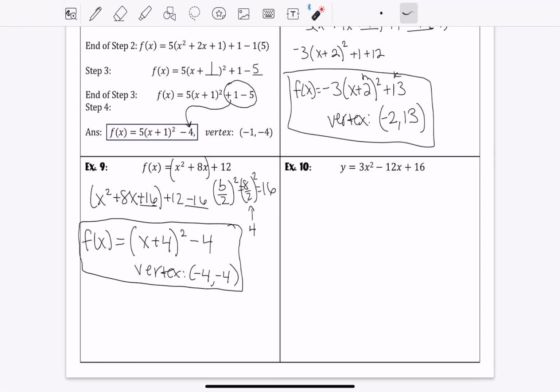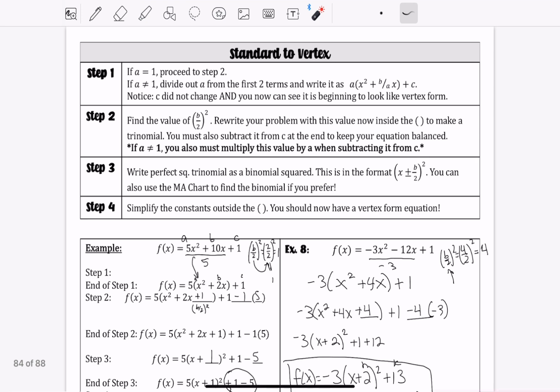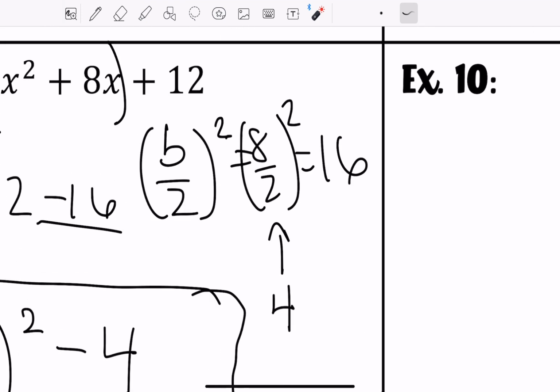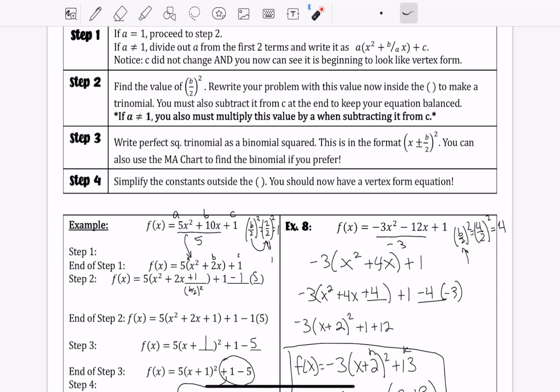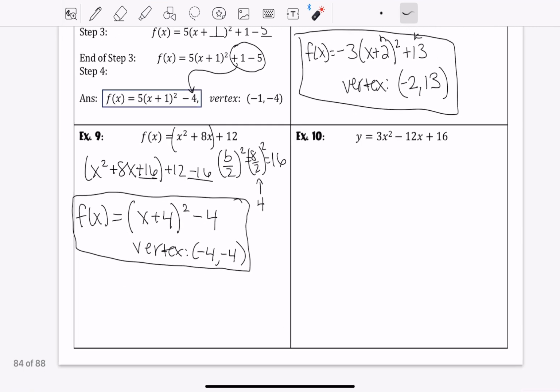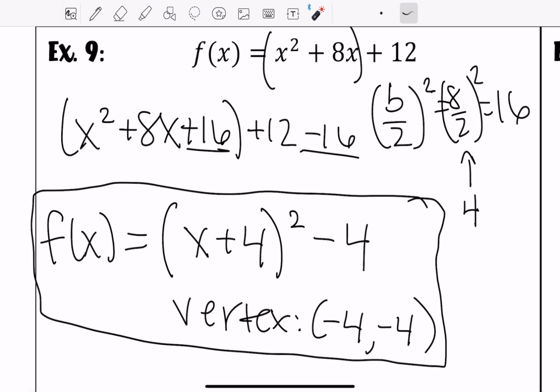Then remember, we're just going to follow on from step 2. Step 2 said find b over 2 squared. I wrote that right over here. B over 2 squared was 8 over 2 squared, which would give us 16 because 8 over 2 is 4. And then it says, rewrite your problem with this value now inside the parentheses to make a trinomial. You must also subtract it from C at the end to keep the equation balanced. And that is right here.